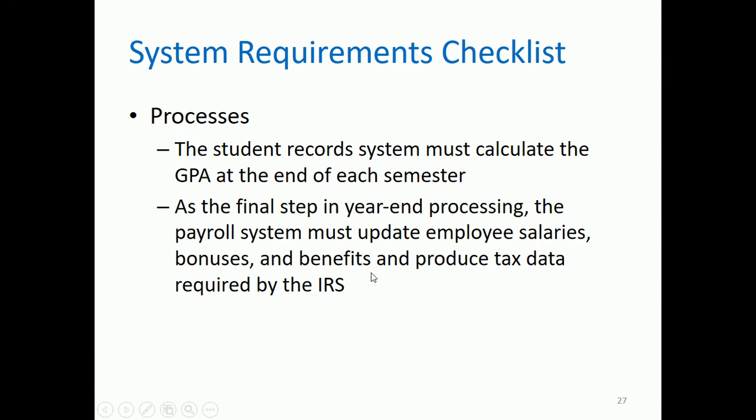Okay, another example: as the final step in year-end processing, the payroll system must update employee salaries, bonuses, and benefits and produce tax data required by the IRS. This is another example of processes, because what is the process that this describes? Updating employee salaries, bonuses, and benefits, and producing tax data required by the IRS. To make it an output, generate reports or tax data report to be submitted to the IRS, so that this will already be an output.